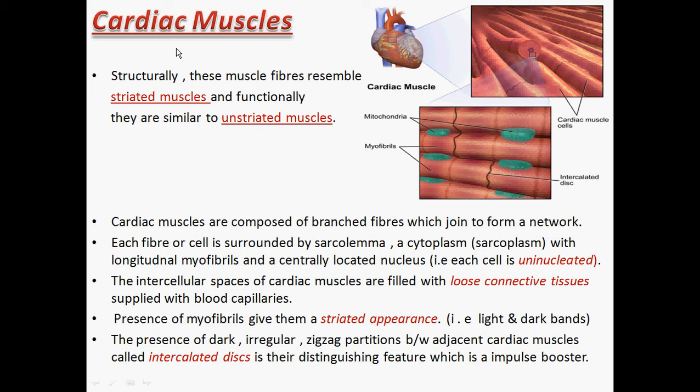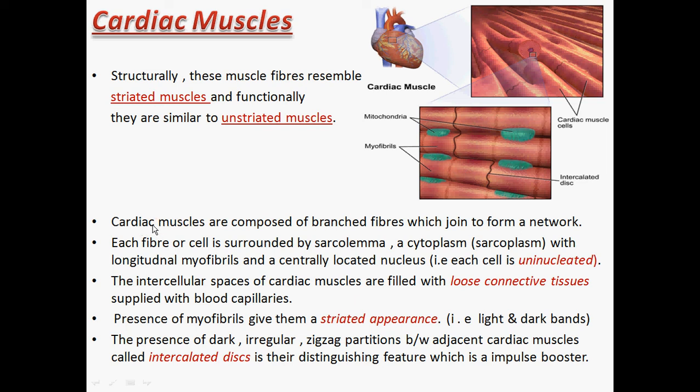So students, cardiac muscle fibers resemble the characteristics of striated muscles, and functionally they are similar to unstriated muscles. Now, as you can see in this figure, if we highlight a certain area, we are going to observe the fibers present in the cardiac muscular tissue. You can see in this figure there are some cells. These are the myofibrils which pass longitudinally through the long branched fiber, and there are some intercalated discs. All these we're going to study in this topic, the cardiac muscles.